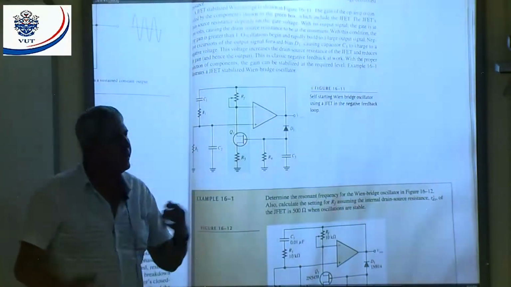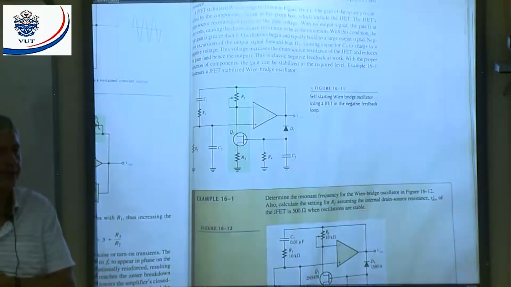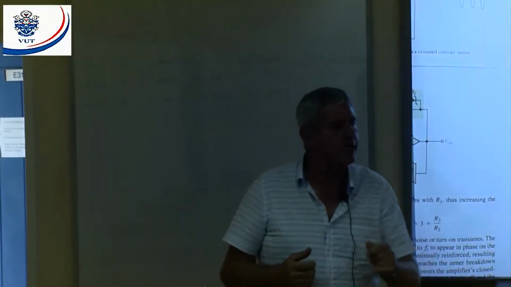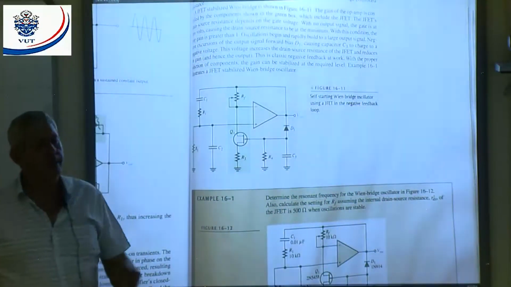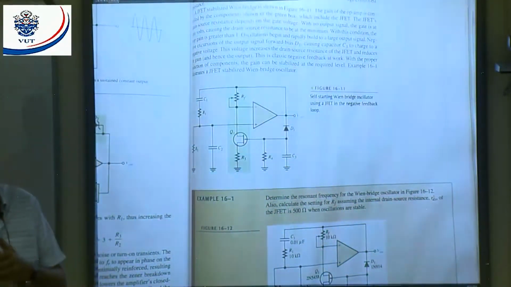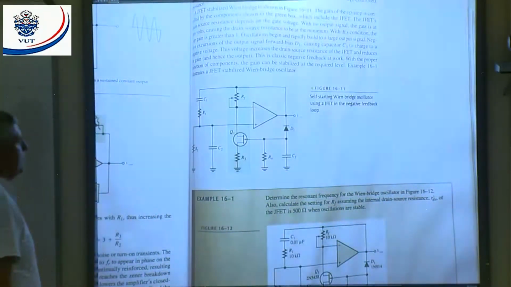Now, when I apply a negative voltage on the gate of the JFET, what will happen? It will decrease my drain source current. And by decreasing the drain source current, I will control the gain. All right? And that's how this circuit works. But first of all, you should know the operation of the JFET, and you should know what happens here.